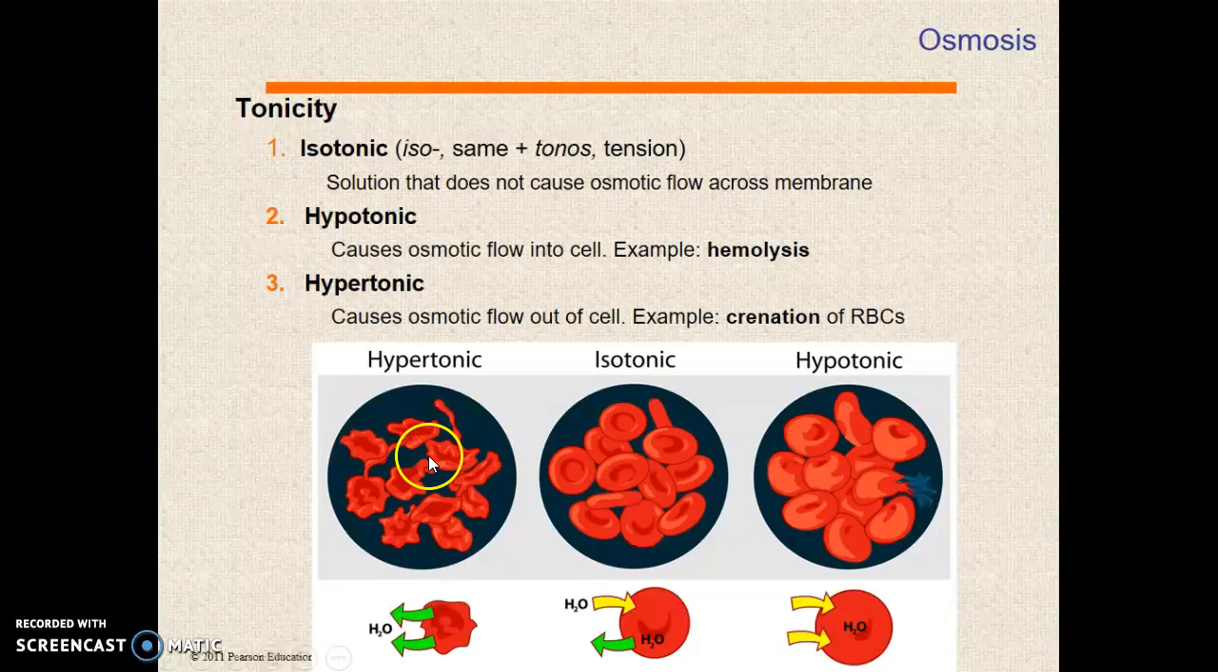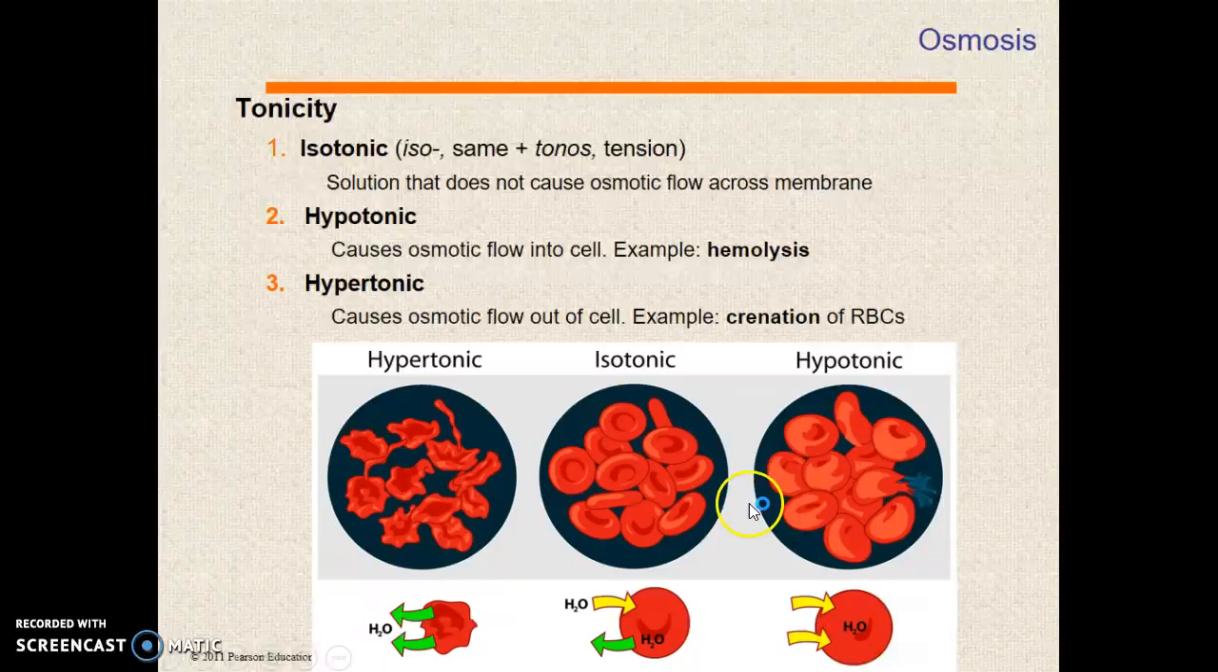On the left-hand side here, hypertonic, these cells have been put into a hypertonic solution. That is, they have been put into a high salt solution, higher than blood. Blood is 0.9% sodium chloride. So let's say they put these blood cells into a 10% salt solution. The water will flow out of the cells, and the cells will crenulate. And you can see here that these cells have shrunk because the water has flown out of the cells. So water has gone to where there's a higher salt solution out of the cell.